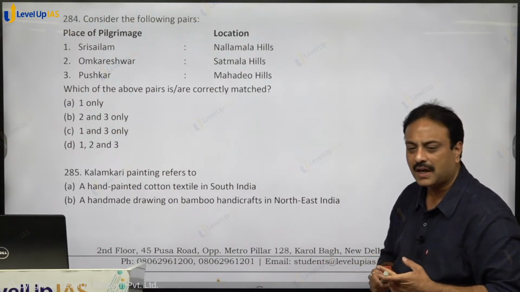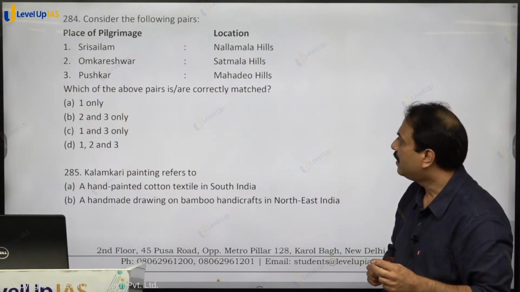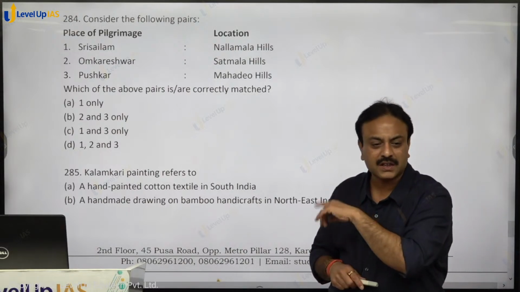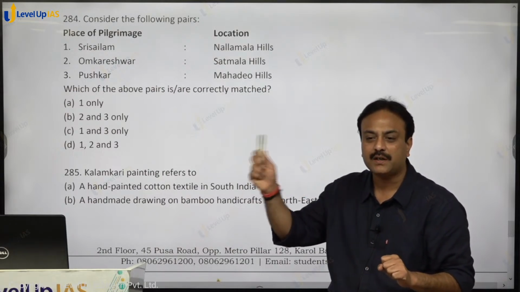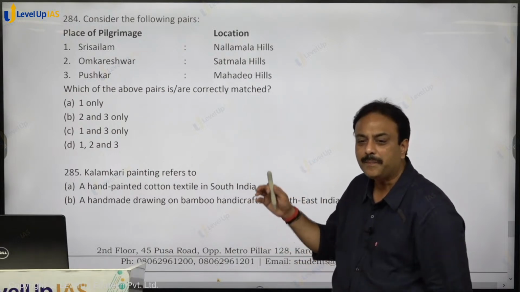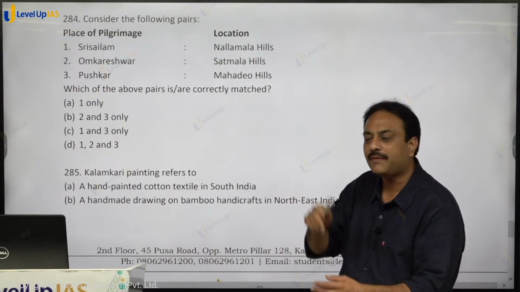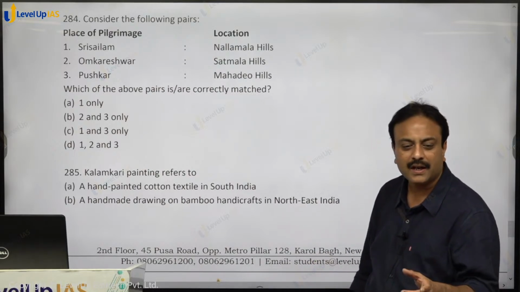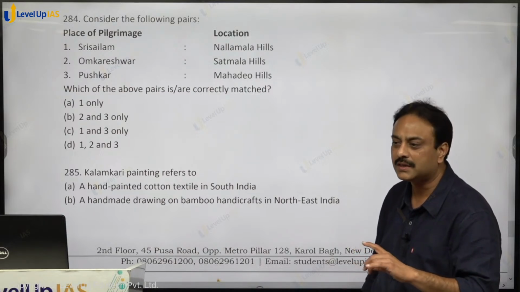Places of pilgrimage and a location. Now, Sri Sailam. UPSC has asked the question on Sri Sailam. While discussing the PYQs, we discussed that. Can you recall that question? It was Sri Sailam, which state? Yeah, that is an answer, but here it is a step forward, a level up. Nallamala Hills: is it the location of Sri Sailam? Yes or no? Omkareshwar: it is again a famous temple, located on Satmala. Yes or no?